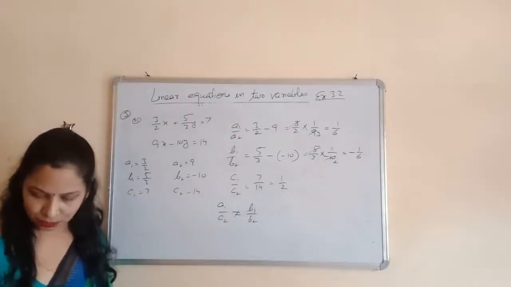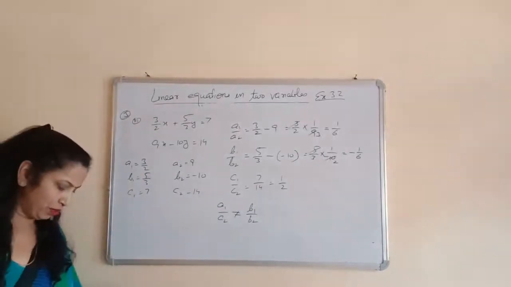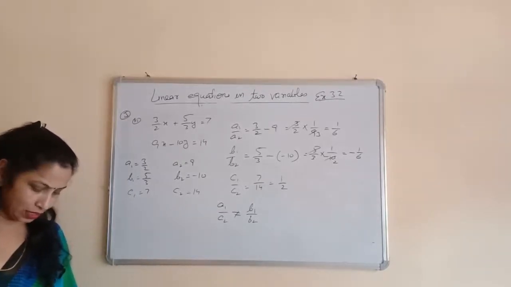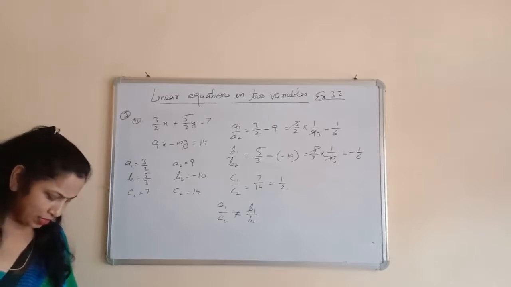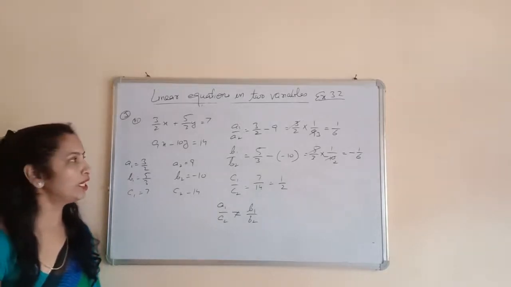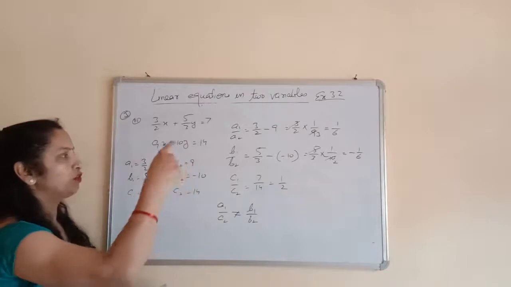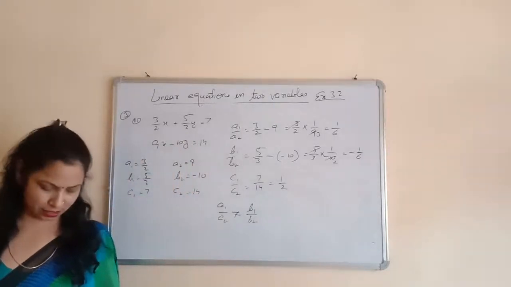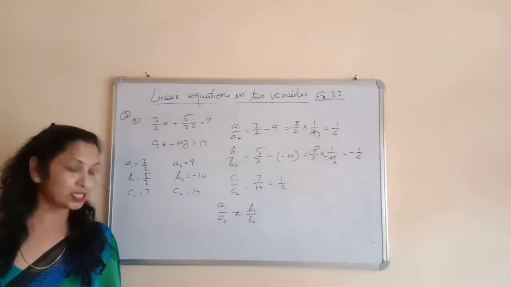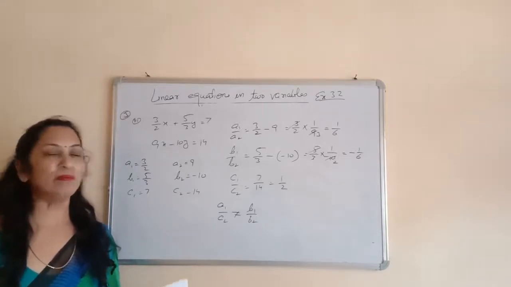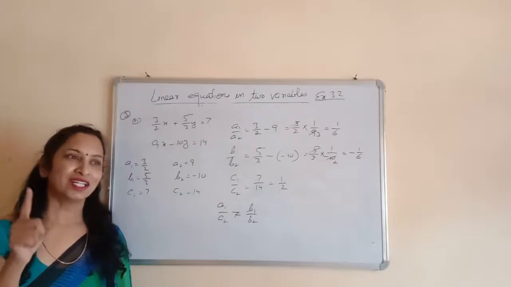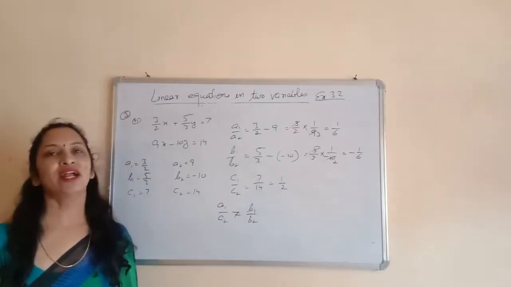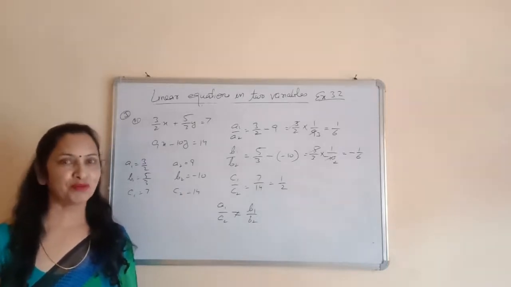So this is question number 3. In question number 4, which of the following pairs of linear equations are consistent or inconsistent? If consistent, obtain the solution graphically. So again, by comparing the ratios a1 upon a2, b1 upon b2 and c1 upon c2, you will find whether the equations are consistent or inconsistent. If the equations are consistent, meaning they are coincident or intersecting, then find the solutions graphically. So you have to make the graph again.